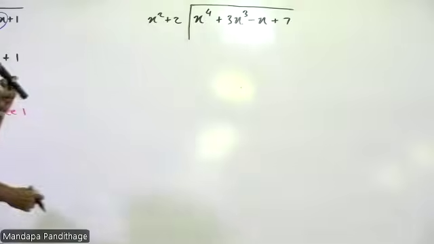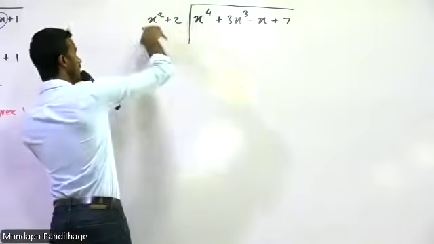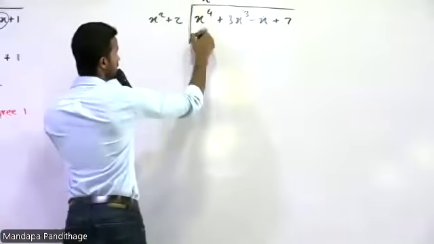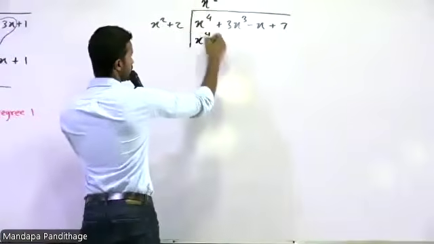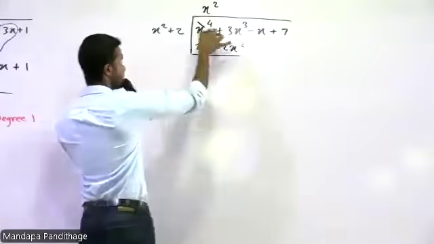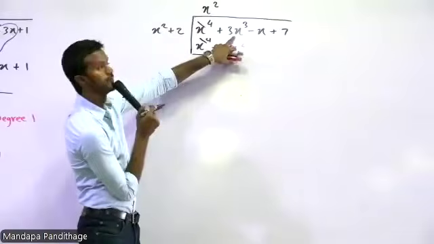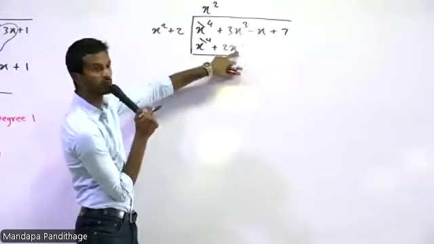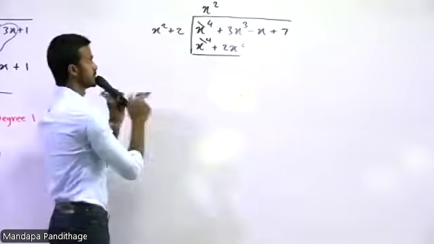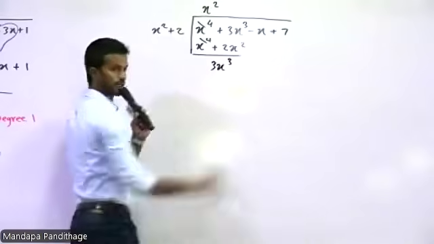Okay, look at this. Here x to the power 4 divided by x squared is x squared. So when you multiply, it's x to the power 4 plus 2x squared. Now here's something interesting. Look here, there is x cube, and there's no one to get subtracted from this x cube. So there's no one to get simplified by x cube. So what happens? It directly comes down, 3x cube.